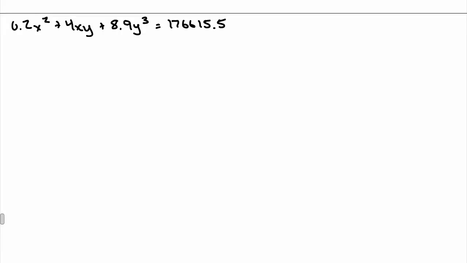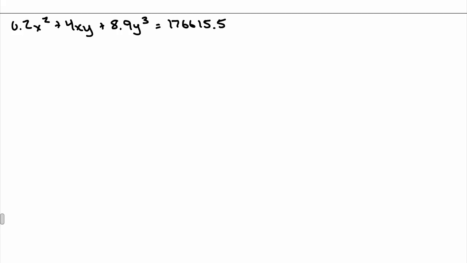Hi, we have a problem here that tells us the sales of weed trimmers and lawnmowers at a store are related by the equation 0.2x² + 4xy + 8.9y³ = 176,615.5, where x is the number of weed trimmers and y is the number of lawnmowers sold. This problem is in two steps. The first step is to solve for dy/dx, and find dy/dx if x equals 13 and y equals 27.